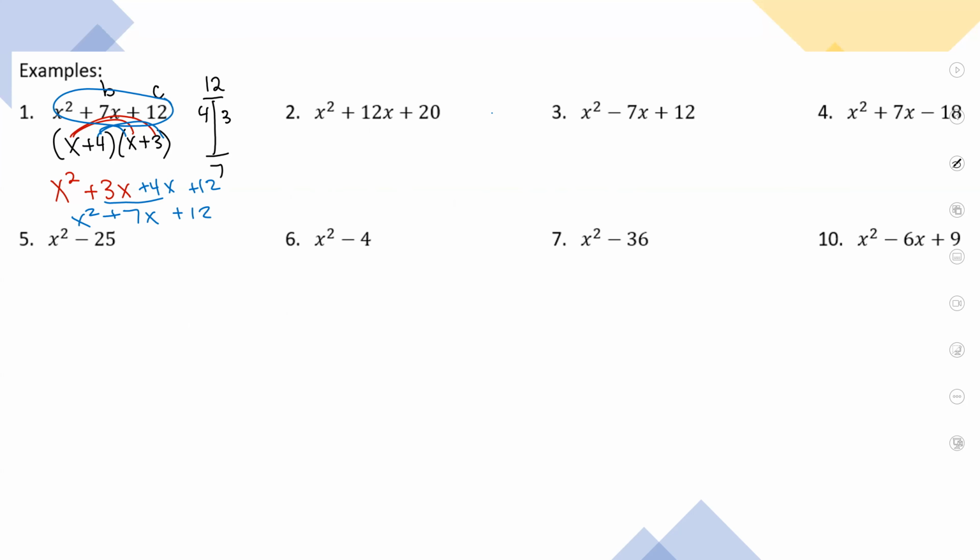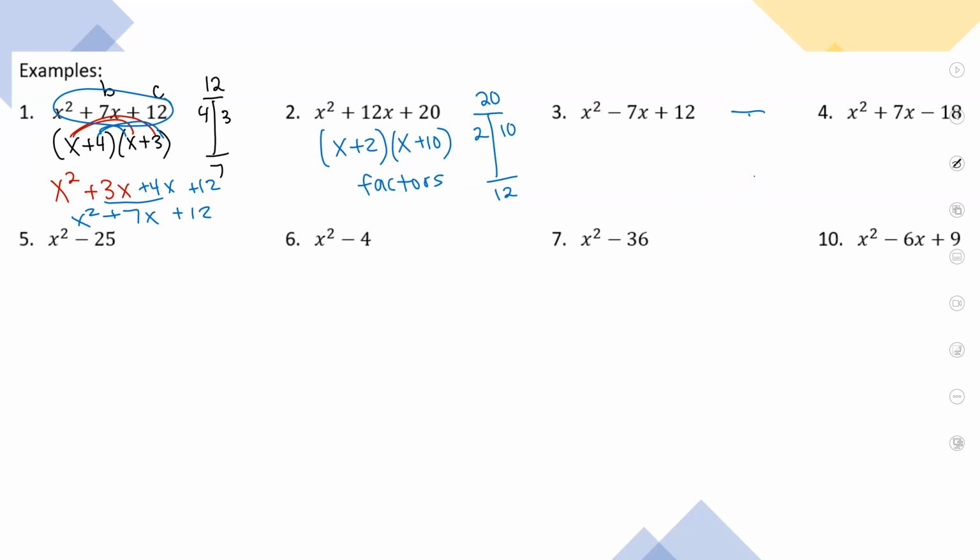All right, let's do the next problem. I want two numbers that multiply to 20, but add to 12. Yep, 10 and 2. 2 times 10 is 20. 2 plus 10 is 12. So the factored form will be x plus 2 and x plus 10. These are your factors. Please write it down. These are called factors. When they're in parentheses like that, those are called factors. And if you want it to go back to standard form, you can just multiply it back out.